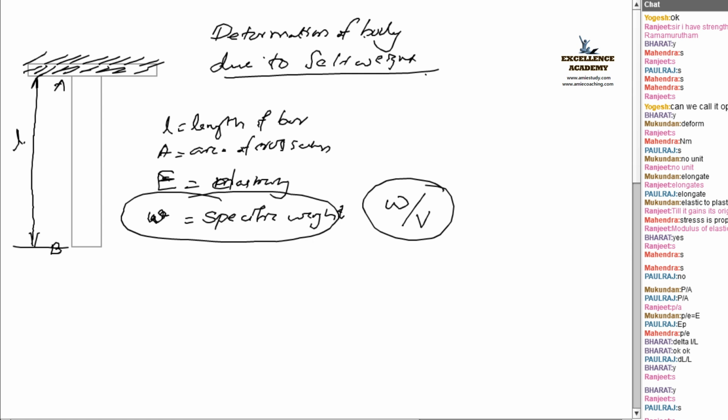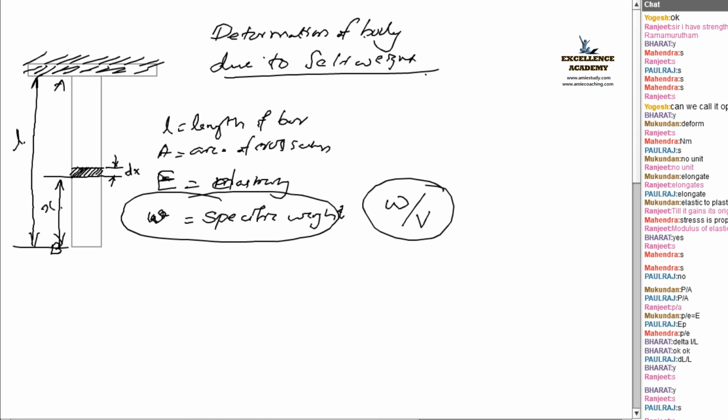So, to solve this problem, I consider a small section from this bar, having a length of dx, at a distance x from B. Now, I am going to find out the deformation.